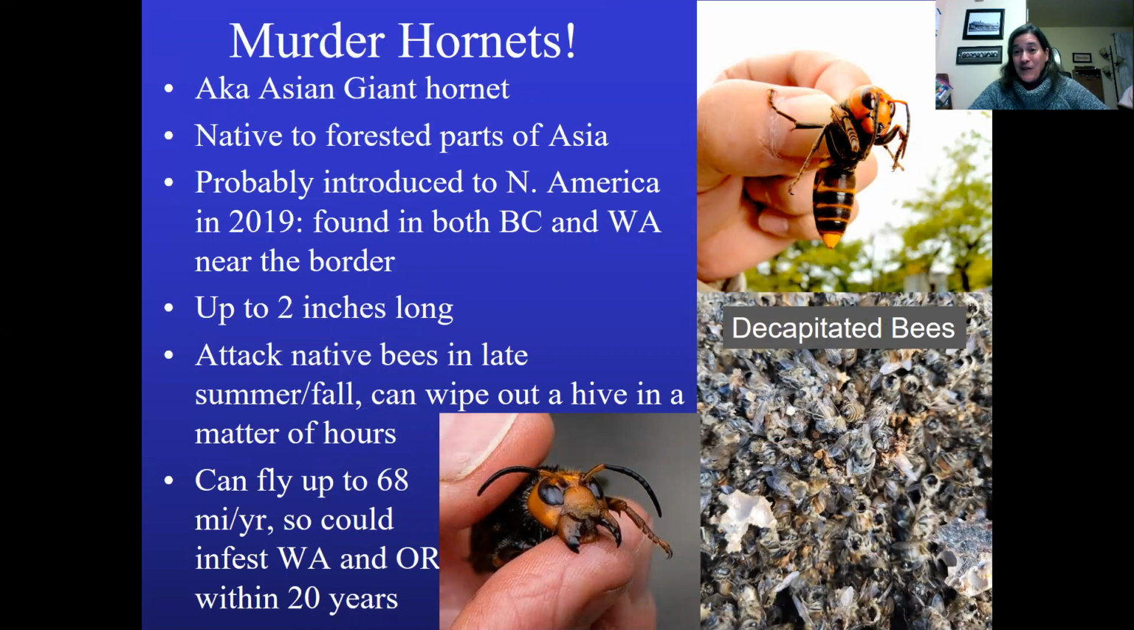I'm sure you've heard of them. They're actually called the Asian giant hornet, but they're huge. I mean, look at these pictures. They're not called murder hornets because they do people a lot of harm, although I guess their sting is way worse than a normal wasp's. But they decapitate bees. They can literally take out a honeybee hive in a few hours, and our bees are already in trouble. So this is a species that could potentially do a lot of damage if it really takes off here.